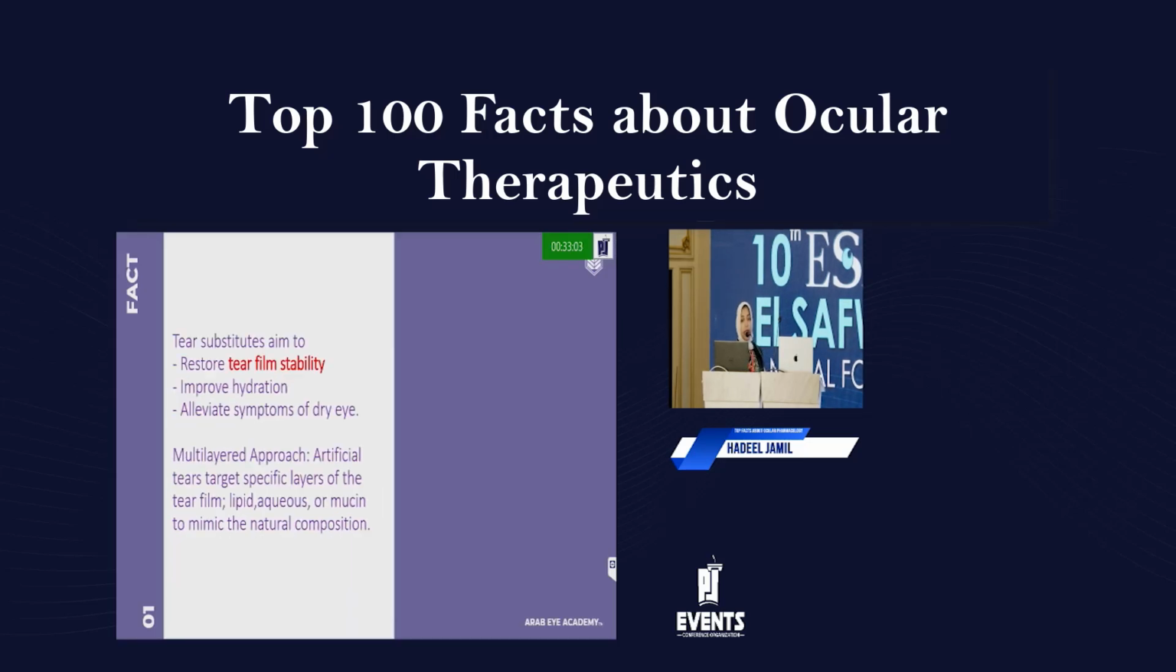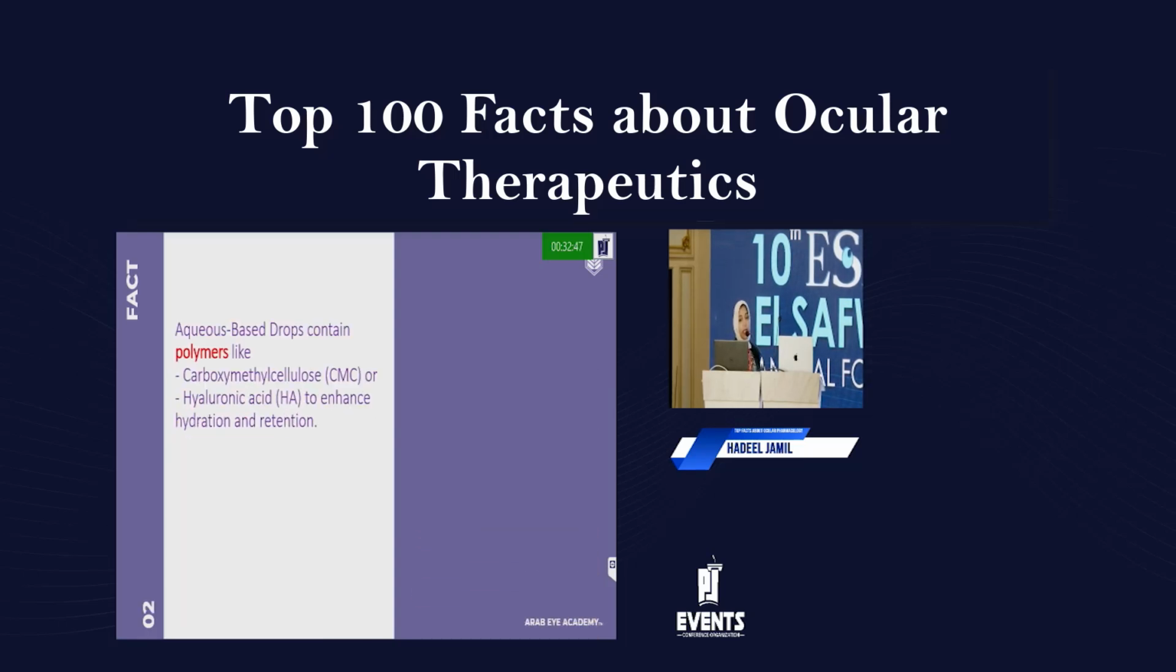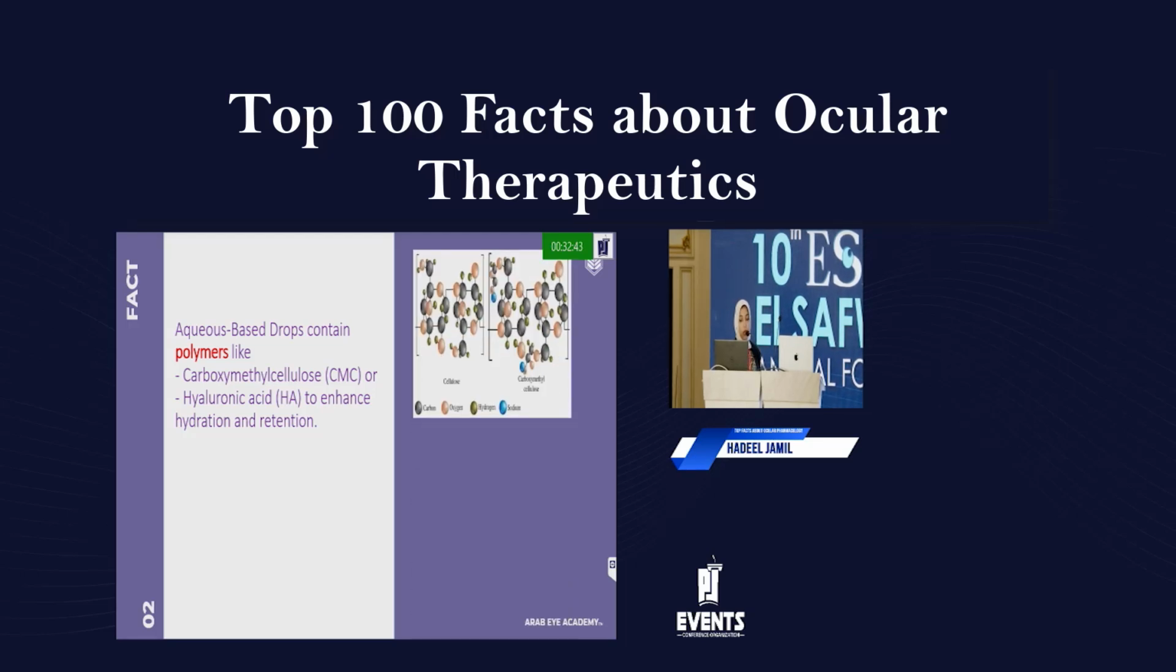Tear substitutes aim to restore tear film stability, improving hydration, and alleviate symptoms of dry eye. By a multi-layered approach, artificial tears will target specific layers, either lipid, aqueous, or mucin. The first one is aqueous-based, containing polymers like CMC or hyaluronic acid to enhance hydration and retention.